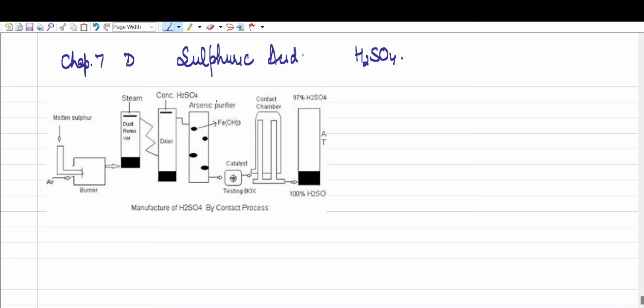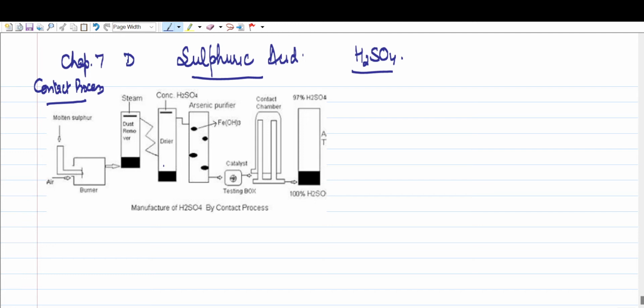Hello students, we are going to take up a quick revision of sulfuric acid H2SO4. Children, this is the king of chemicals, sulfuric acid. ठीक है, तो इसको मैन्युफैक्चर करते हैं थ्रू कॉन्टैक्ट प्रोसेस. आपके कोर्स में इसका मैन्युफैक्चरिंग है और बहुत इम्पोर्टेंट है.